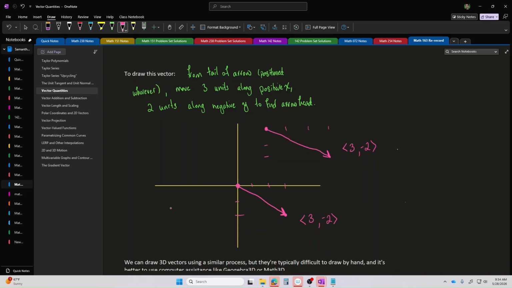So that means that it's the exact same vector. Similarly, if you position your vector somewhere over here, the same kind of rule applies. Go 3 to the right and go 2 down to reach the arrowhead from that initial position. This is another drawing of that same vector 3, -2.